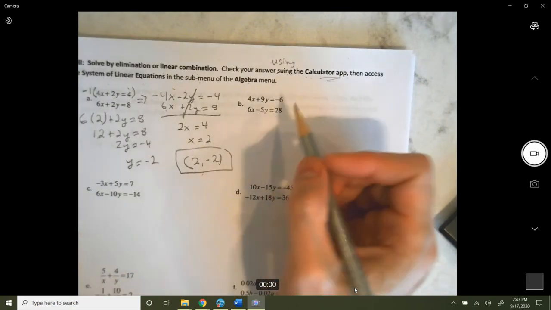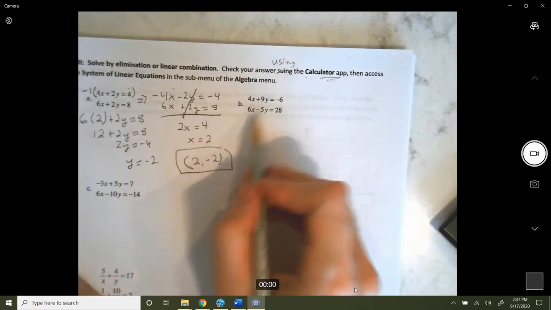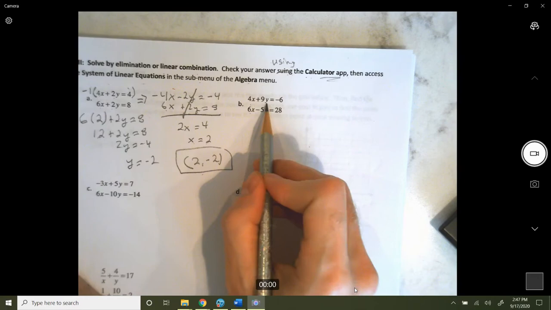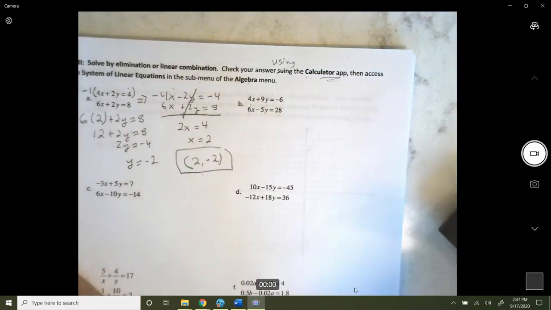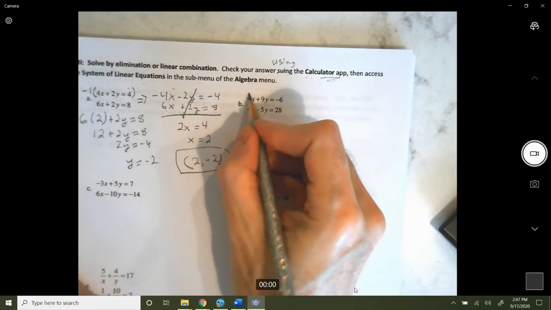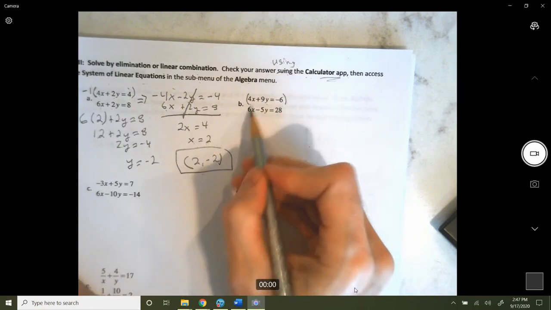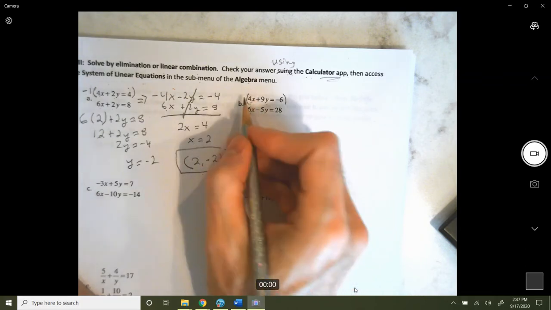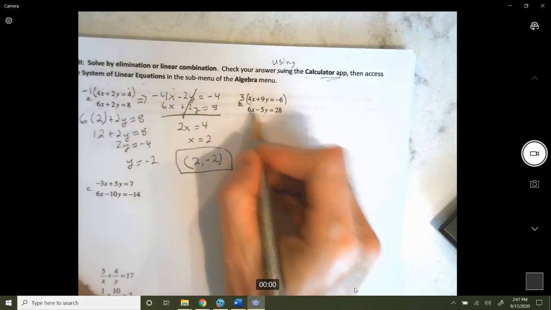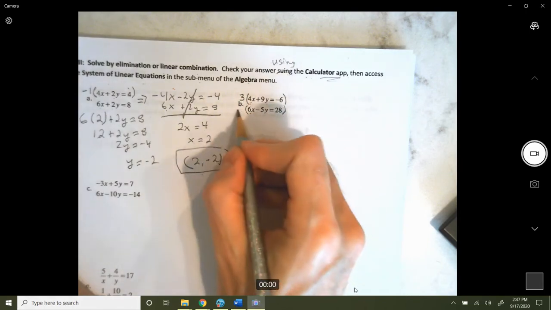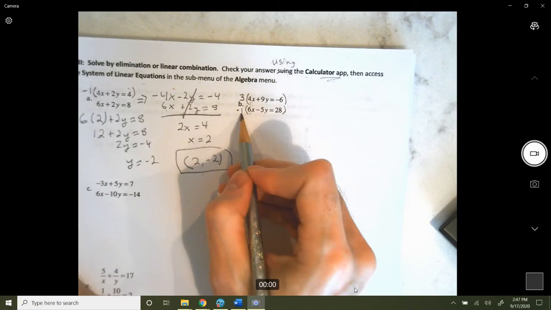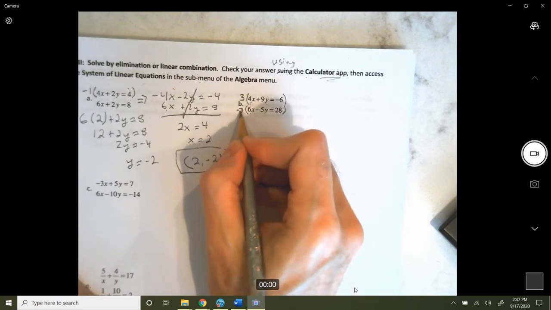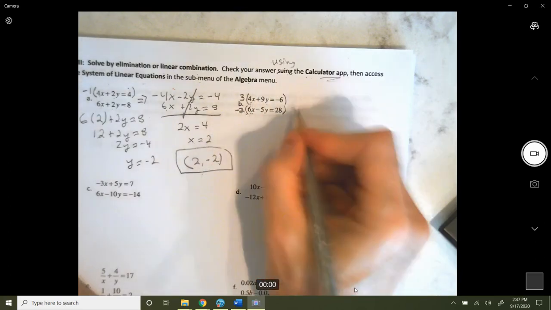This one, okay, we've got 4x and a 6x. We've got a 9y and a negative 5y. So this is going to be a little bit more complicated, but let's multiply the first equation. The 4x and the 6x, we can get those both to be 12x, one positive 12x and one negative 12x. Let's multiply the first equation by 3 and the second equation by negative 2.